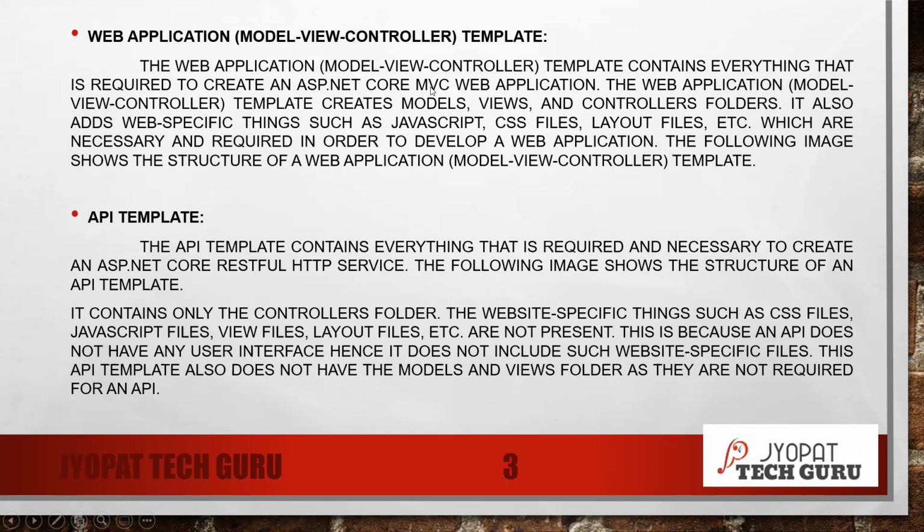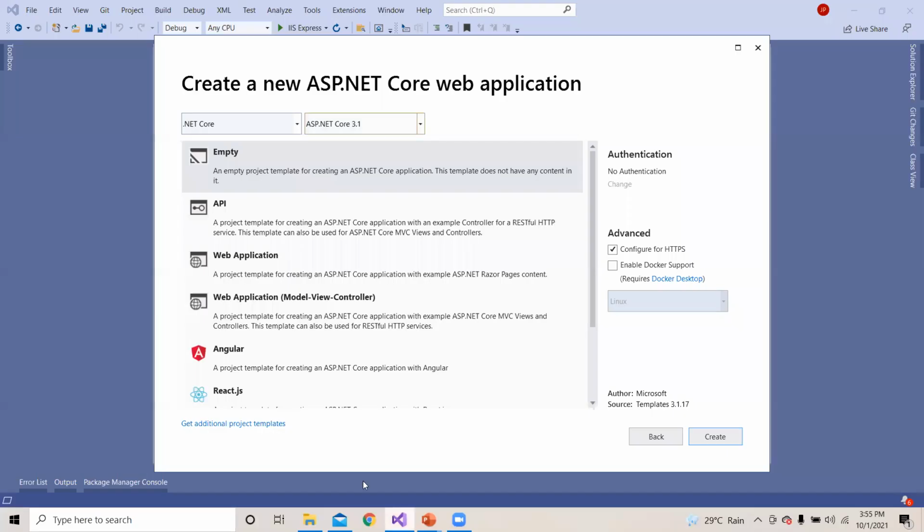The web application MVC model view controller template contains everything that is required to create an ASP.NET Core MVC web application. The web application MVC template creates models, views, and controllers folders. It also adds web specific things such as JavaScript, CSS files, layout files, etc., which are necessary and required in order to develop a web application. The following thing we can just observe over here.